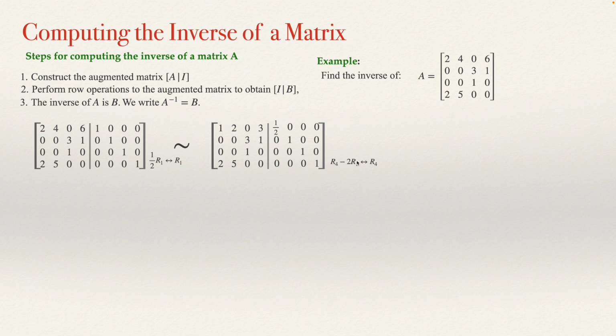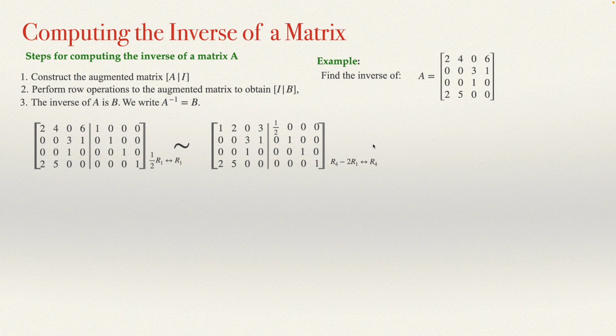So R4 minus 2R1, so it will be here 2 minus 2, it will be 0 here. Here, when you multiply this by minus 2, there will be a 4. So it will be 5 minus 4, it will be 1 here. 0 minus 0, here will be 0 minus 3 times 2, which is 6, so it will be negative 6 here. This here, when you are making the operation on the other side, will be 0 minus 2 times 1 half, which is 1. So it will be 0 minus 1, it will be minus 1.